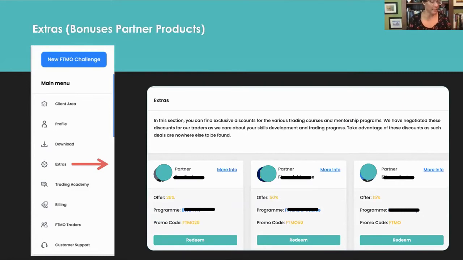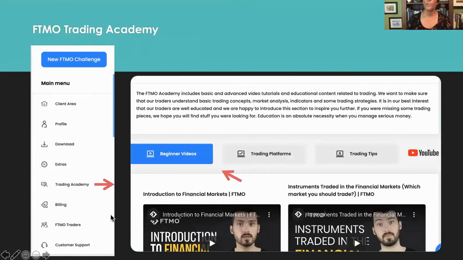And then the next area is extras. These are just bonuses that the FTMO people threw in there from their FTMO partners. I covered the names and faces up to hide their identities. But as you can see, they have offers there that give you 25% off of this program or that program, 50% off, 15% off. FTMO also offers their own trading academy.